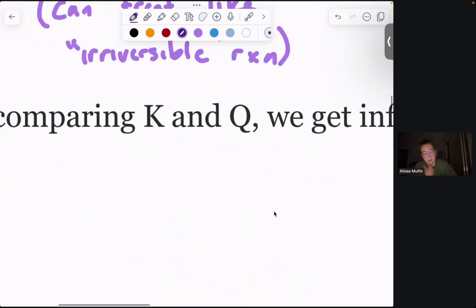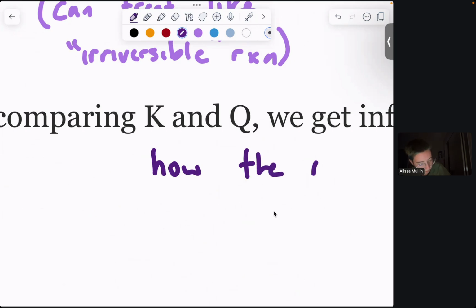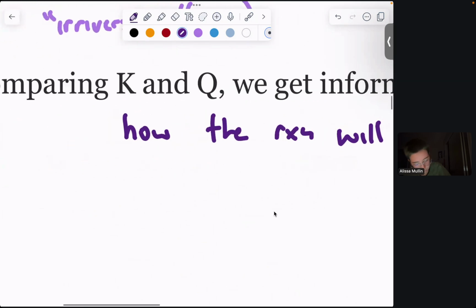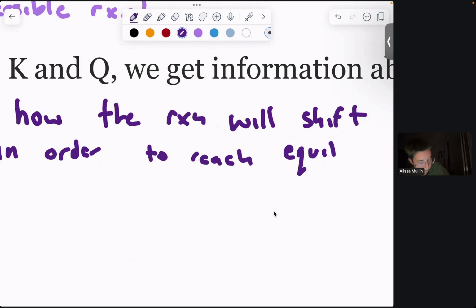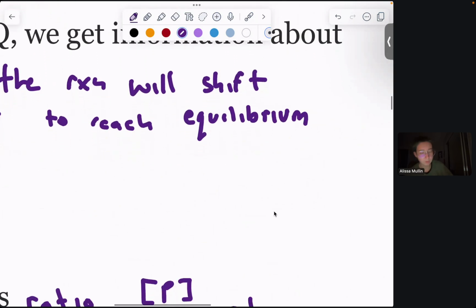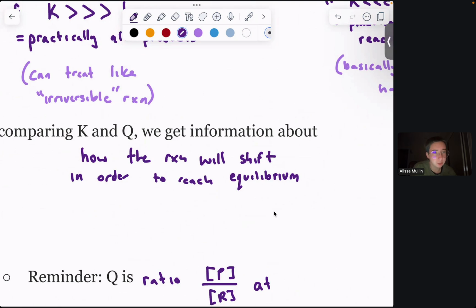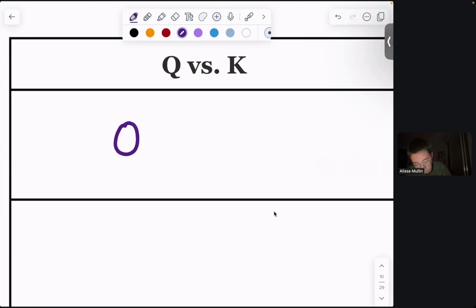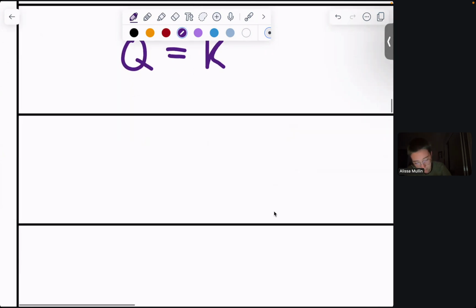So when you get a value for K or a value for Q and you are trying to compare them, the comparison can help you understand how the reaction is going to shift in order to reach equilibrium. Is it going to need to do more forward reaction, make some products to get to that balanced place, or is it going to have to go reverse and make some reactants to get to that balanced spot? Again, take some time to think about this on your own: what would it mean to have these different scenarios?